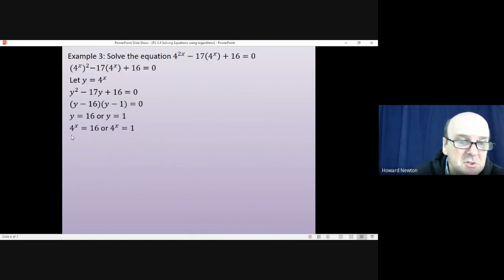So we've got two solutions, either 4 to the power of x is 16, or 4 to the power of x is equal to 1. Now, both of these answers you could write down by inspection, but I'll show you the formal method for the first one, just so you get used to seeing it.